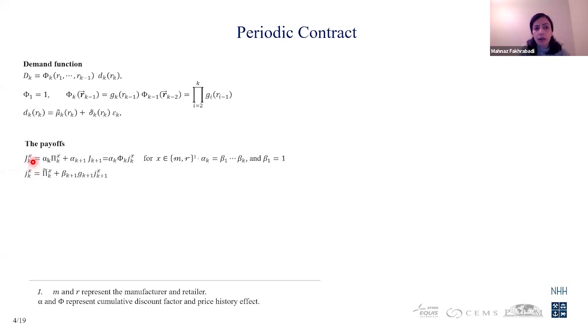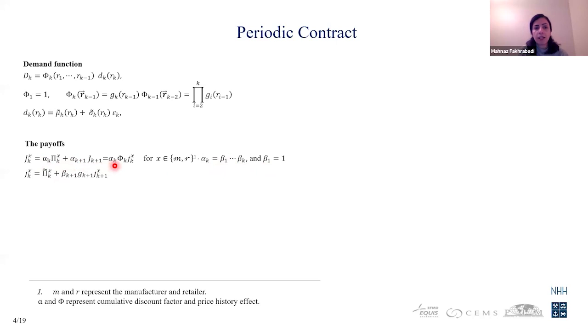The capital J at each period k for both manufacturer and retailer can be formed as the current value, or the current profit, discounted, plus the discounted value that we can get from tomorrow to the future. So this alpha here is the cumulative discount factor, where the discount at the first period is 1, obviously. So looking at this, we have alpha k here and alpha k plus 1 here. What's the difference between these two based on this line? It is alpha k multiplied by beta k plus 1.